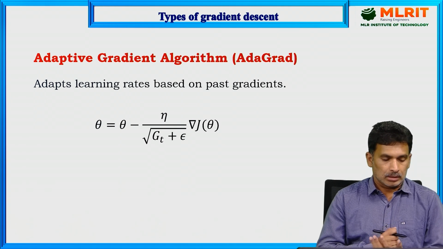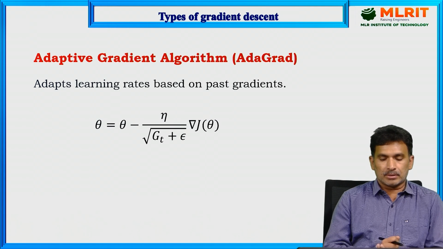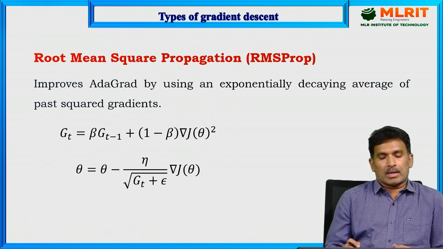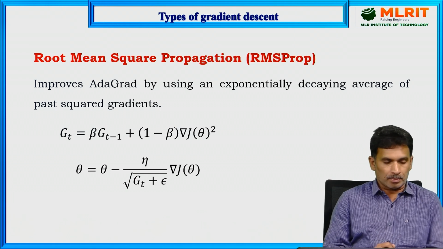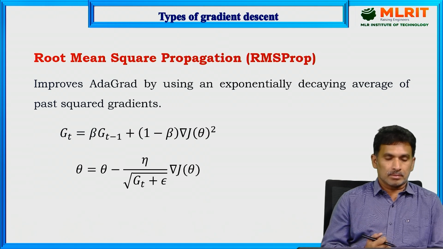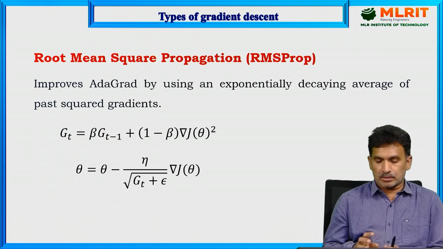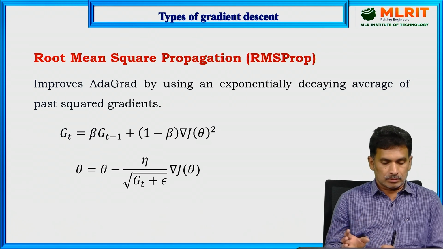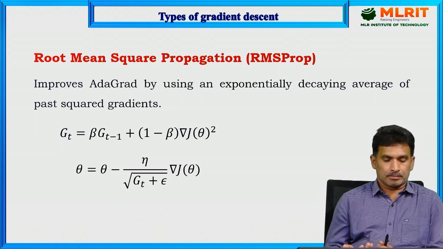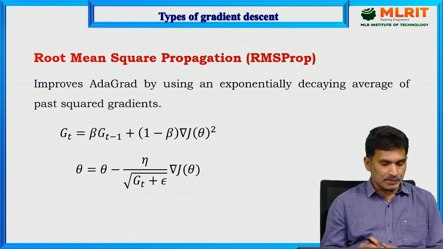Next, adaptive gradient algorithm, ADAGRAD. It adapts the learning rates based on the past gradients. Next type is root mean square propagation, RMSprop. It improves ADAGRAD by using an exponentially decaying average of the past squared gradients. These will be covered in detail because we need to spend a lot of time on each type. We have to discuss more of the mathematical part, and also the limitations and advantages, in the coming lectures.